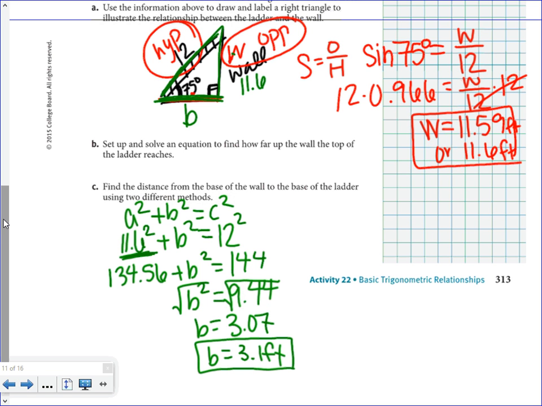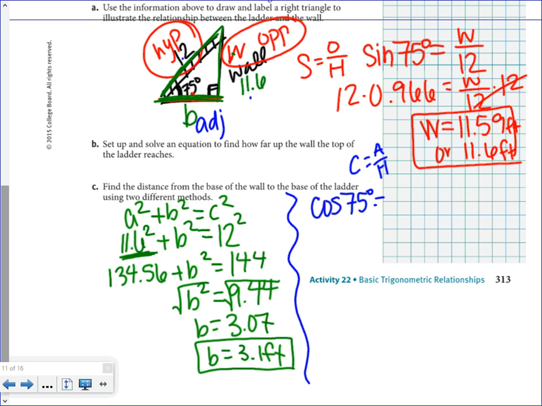So that's one method. The other method is using trig. So you actually have two different trig ratios that you could use here because we now have two sides. We are missing the adjacent, but we have both the opposite and the hypotenuse. So if you wanted to use cosine of 75 degrees, cosine is adjacent over hypotenuse. And our adjacent is B. And then our hypotenuse is 12.